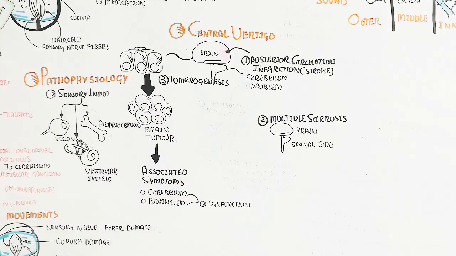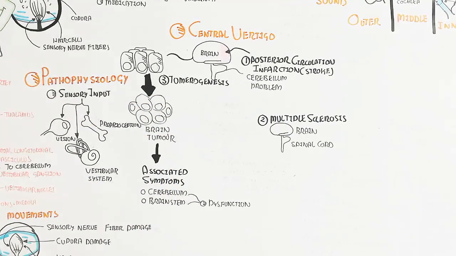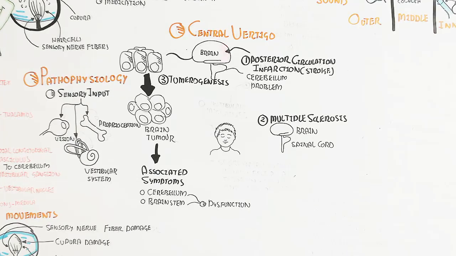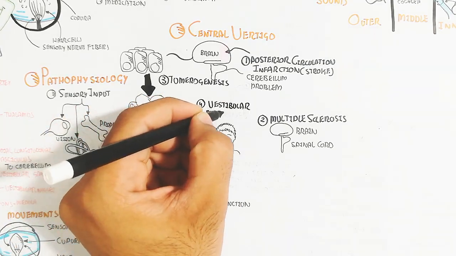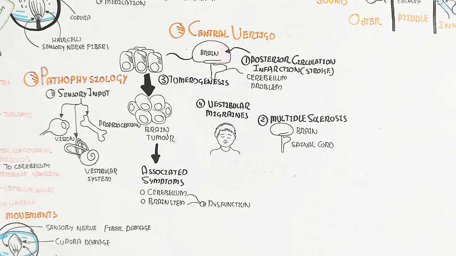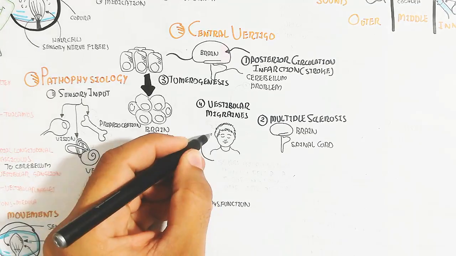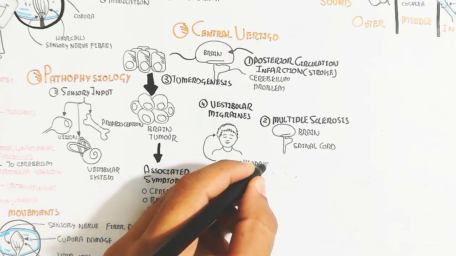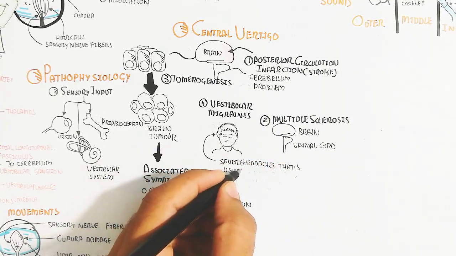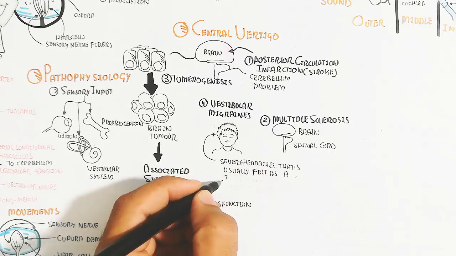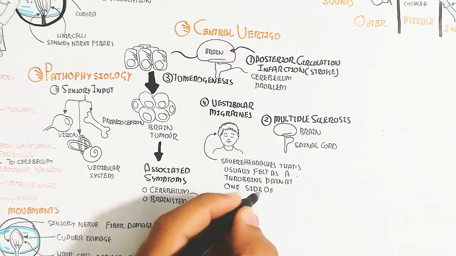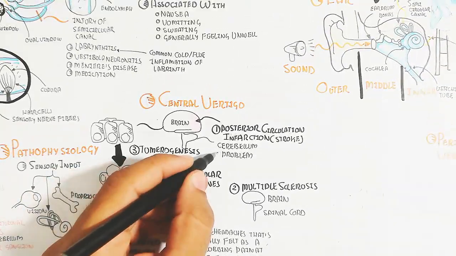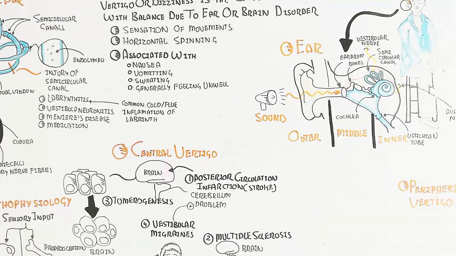But in this way, vestibular migraines mean severe headaches that are usually felt as a throbbing pain at one side of the head. This is due to semicircular canal injury or inflammation, like viral inflammation, remember that. So here you can see, this is a severe headache that is usually felt as a throbbing pain at one side of the head.